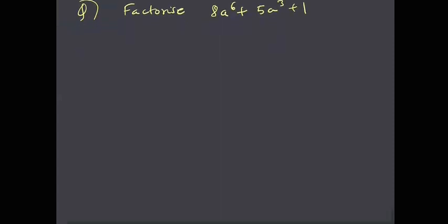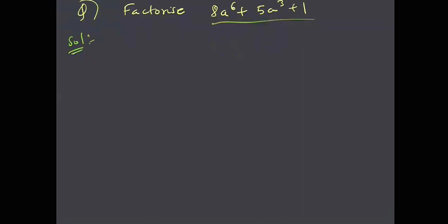So let us do one more question. You need to factorize 8a power 6 plus 5a cube plus 1. Yes, this is also an elegant question. So pause the video and try this. Try to spot the idea, and if you spot the idea, then it's just one step. So try to think about this. Yes, let us begin.